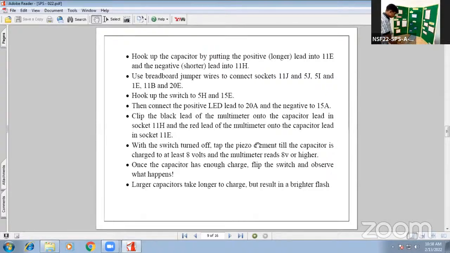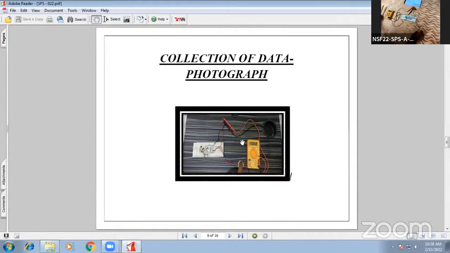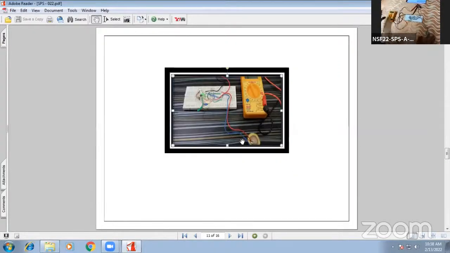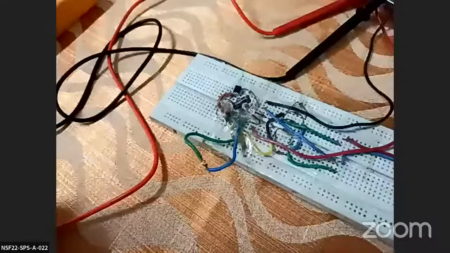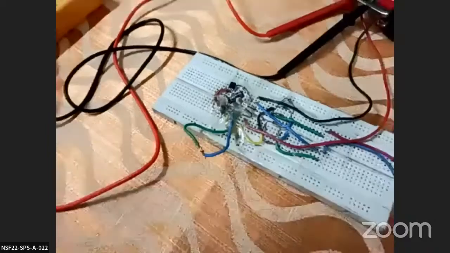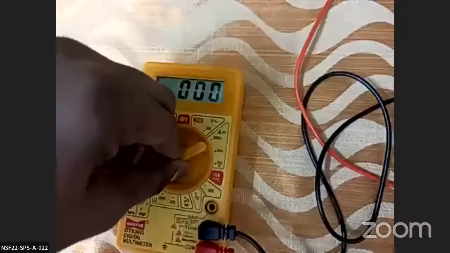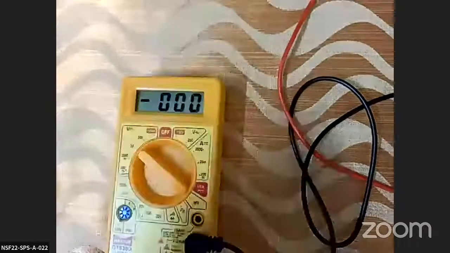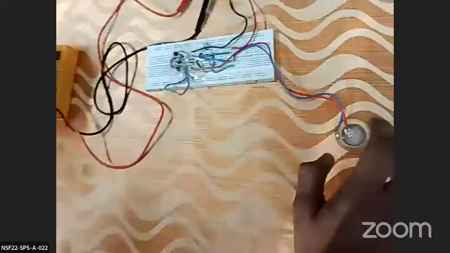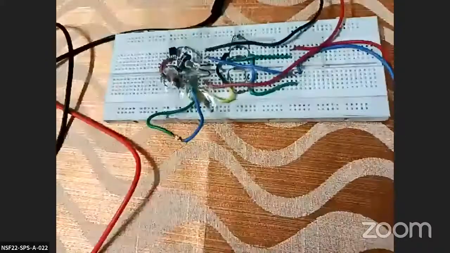So let's move on to the working principle of our electricity generator. This is my electricity generator circuit. This is a piezo element. Then this is the battery. While I'm tapping this piezo element, you can see that the LED bulb is glowing. You can see that the voltage is increasing. Now you can see that the bulb is glowing.